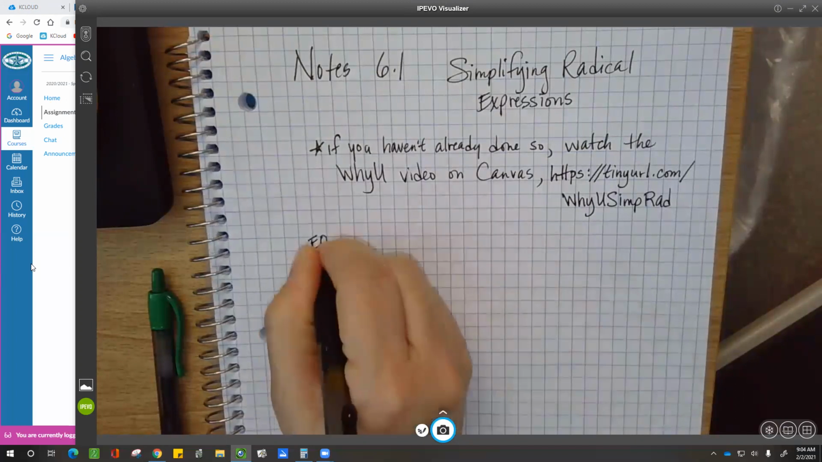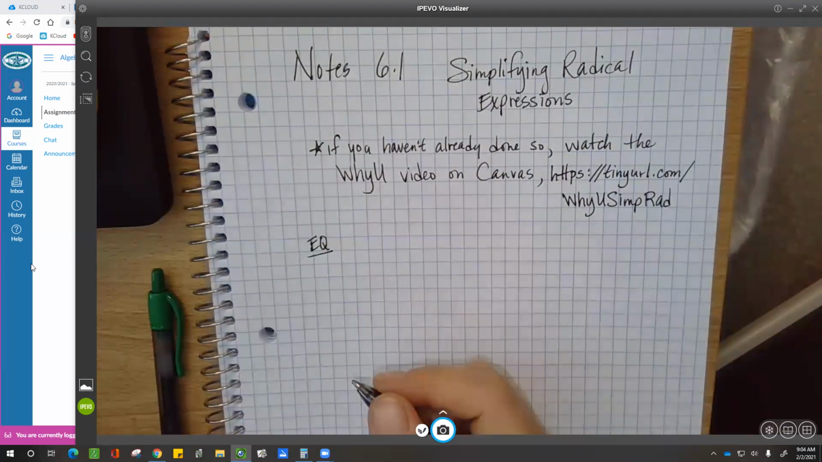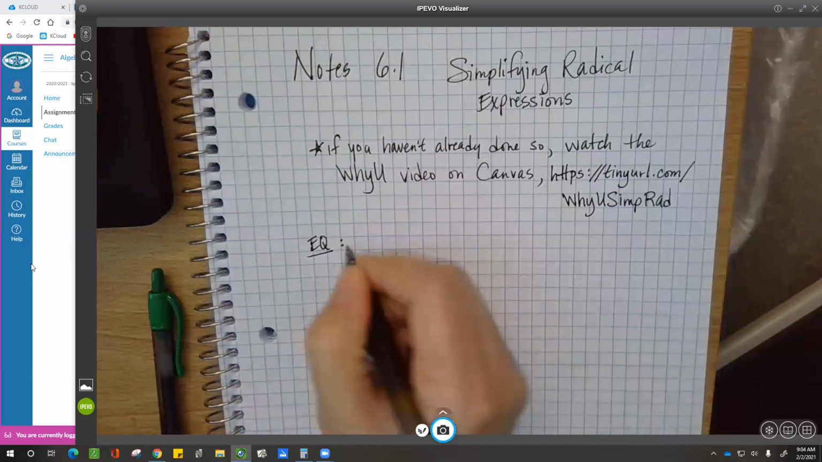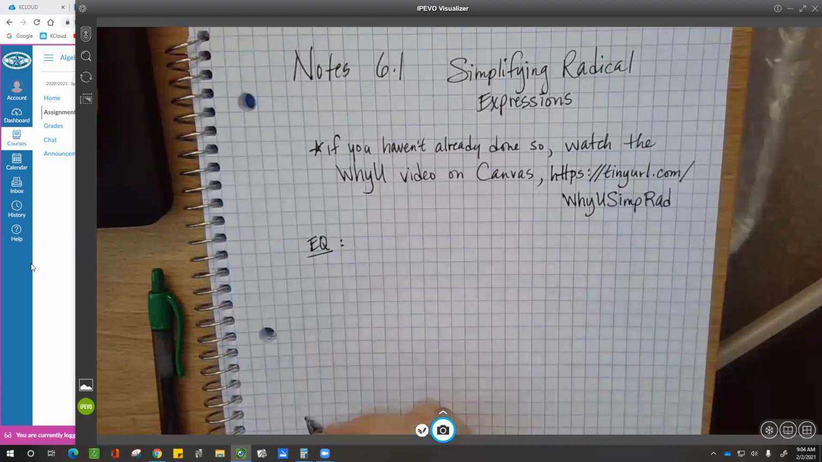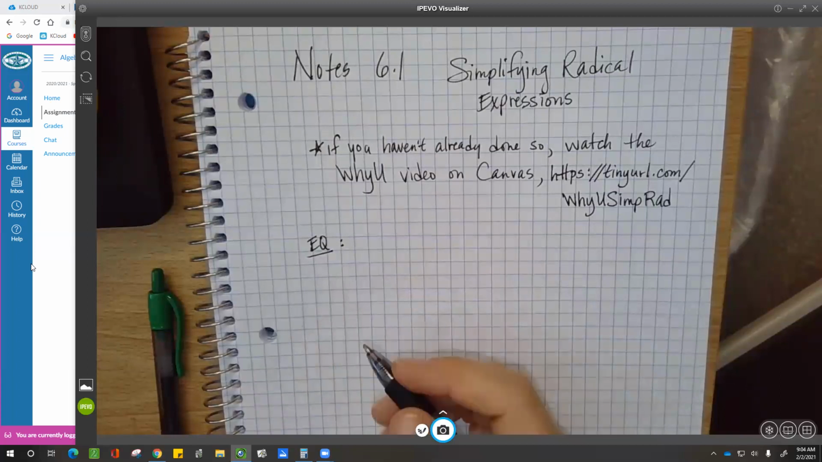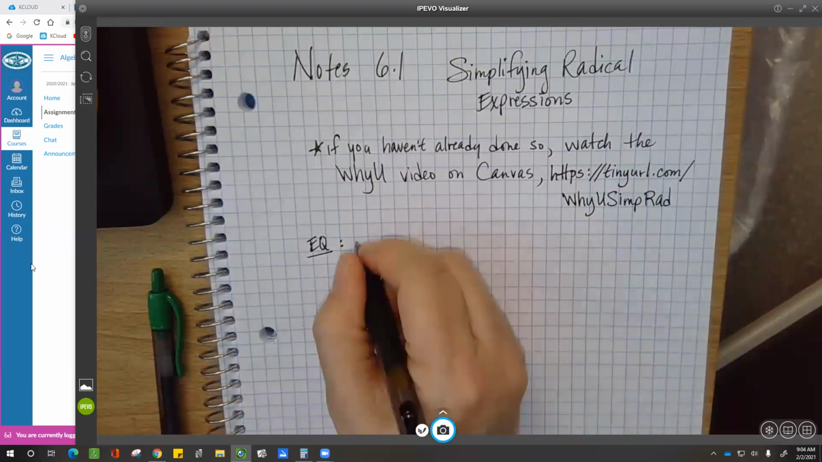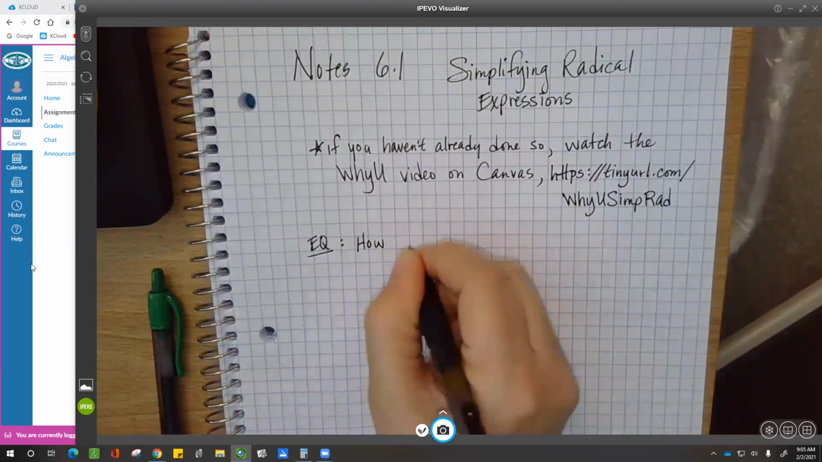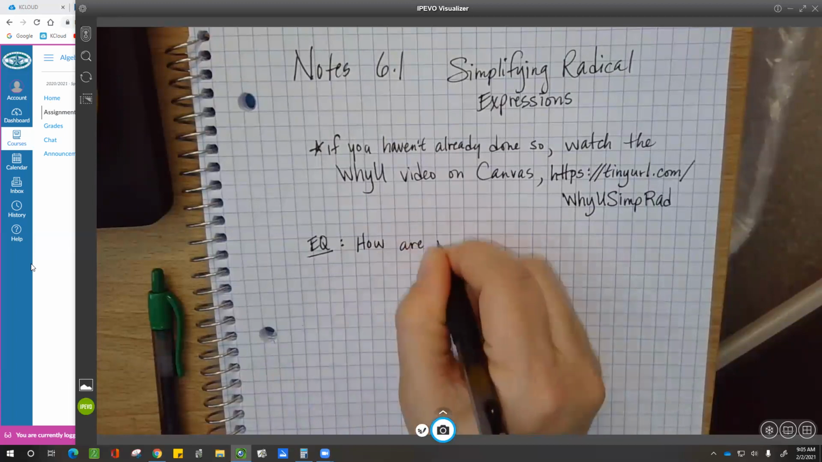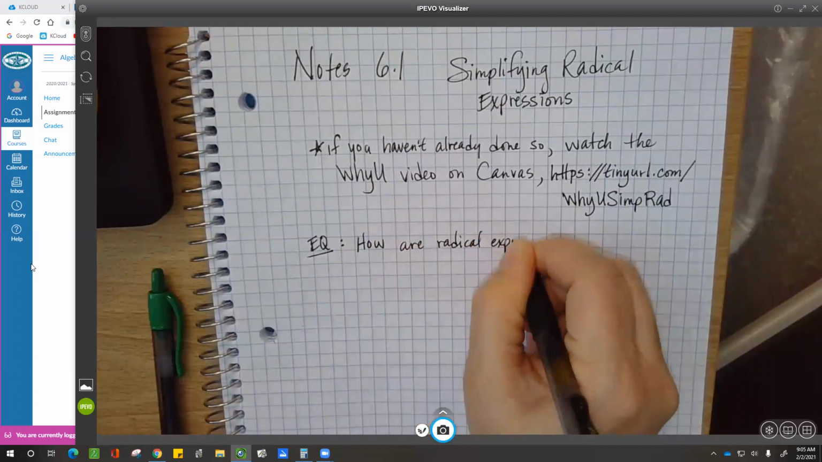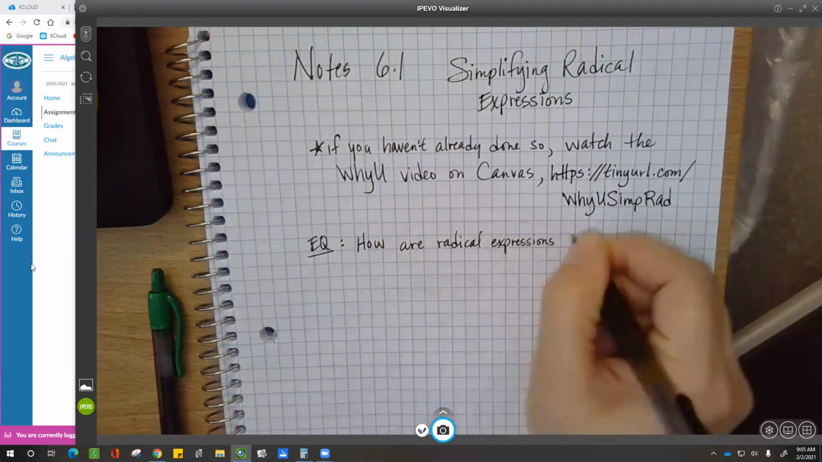We talked about what radical expressions are when we were solving them in Unit 5, so in the last few weeks. But we didn't simplify radicals, so that's our focus today. Now our radical expressions simplified.